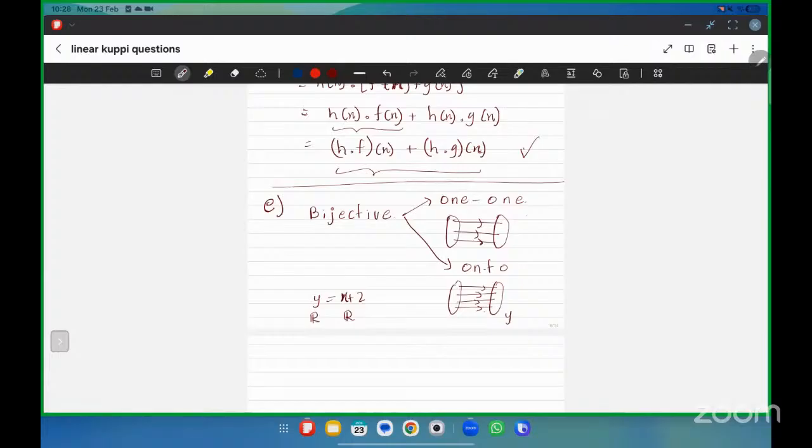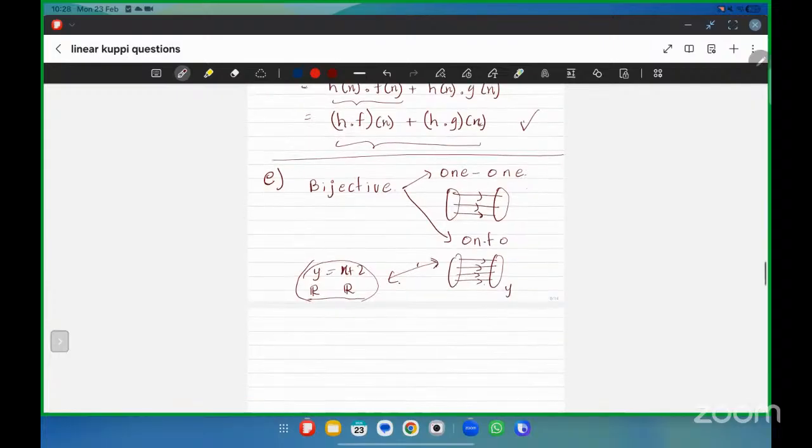So this is an onto function. This is an example for the onto function. So if we get every element from the codomain, that is an onto function. I don't know what it is called in singular. So I think you get it. So if both are true, we call it a bijective function.